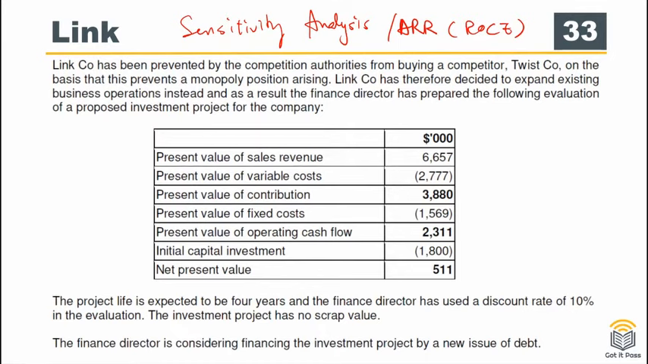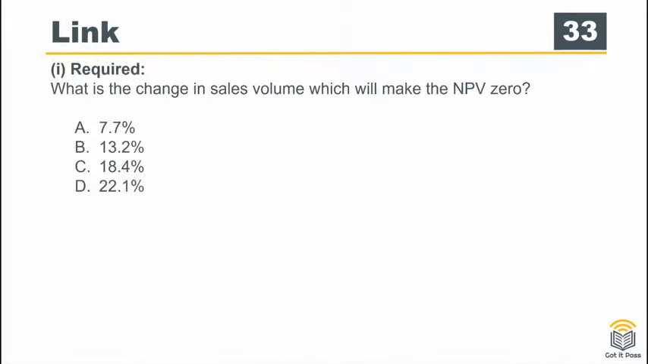So the present value of key variables are here. Also, for example, the present value of the operating cash flows is also here. We have the net initial investments, then we can get the NPV is positive. Okay, the project life is expected to be 4 years, and the finance director has used a discount rate of 10%, and the investment project has no scrap value. Okay, so the project is considered to be financed by issuing of debt. So here is the background information given to you. So let's see what's the first requirement.